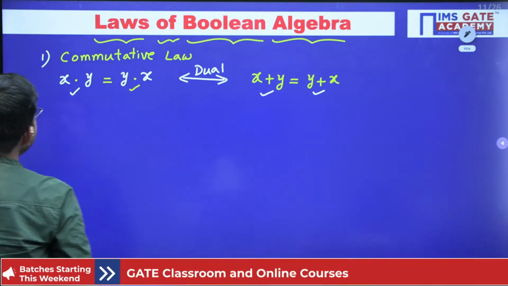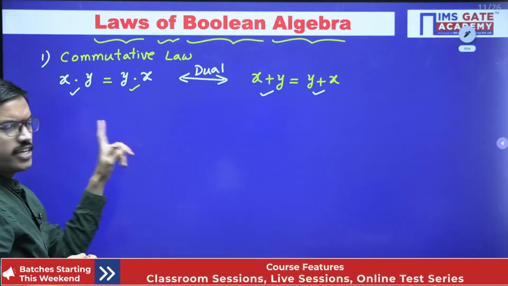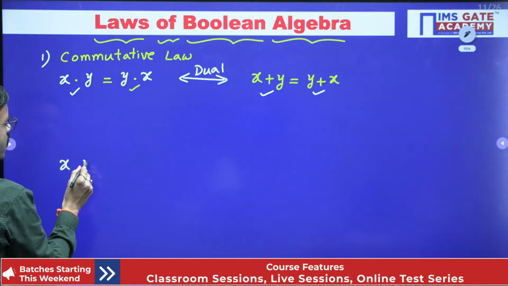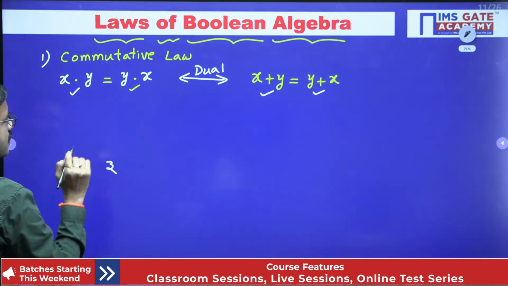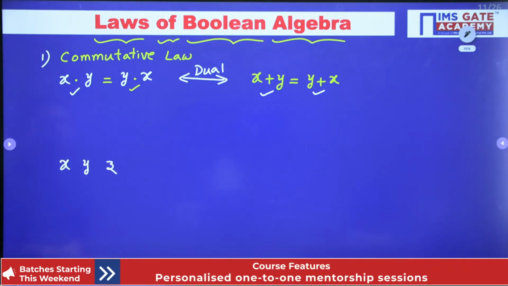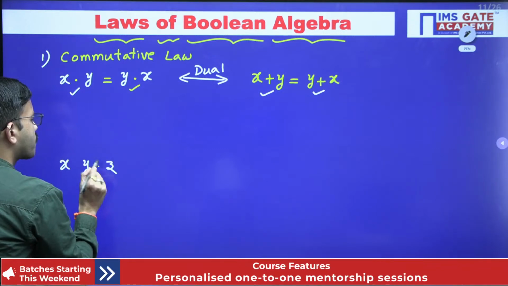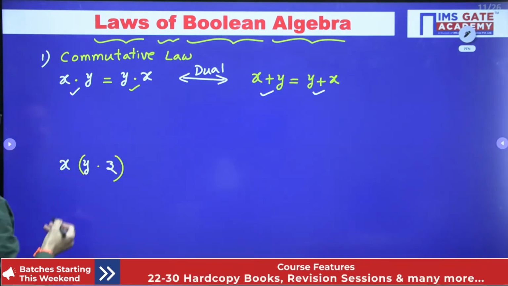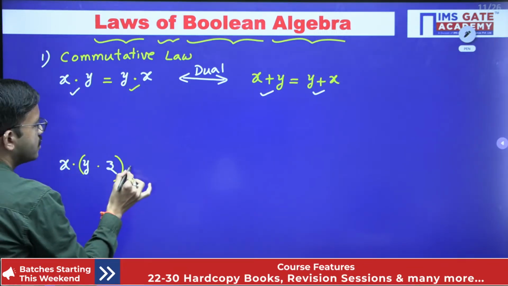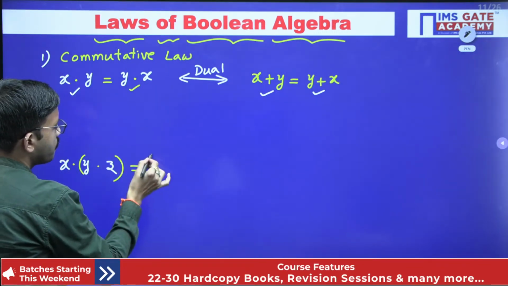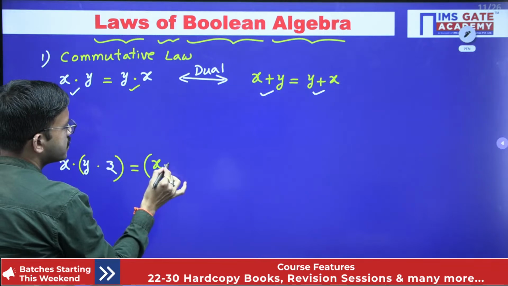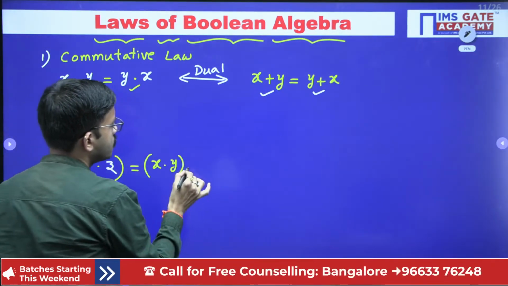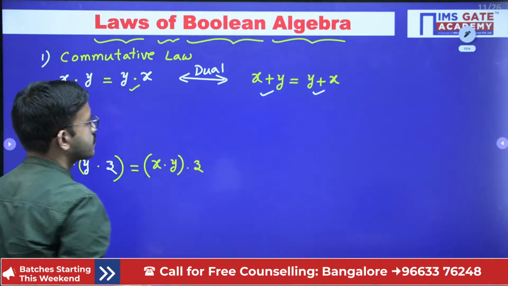Now let us consider three variables. X, y, z. I am considering three variables. Say for example, here I am performing logical AND among y and z first, and then with x. This is the same as performing logical AND among x and y first, and then with the third variable, that is z.